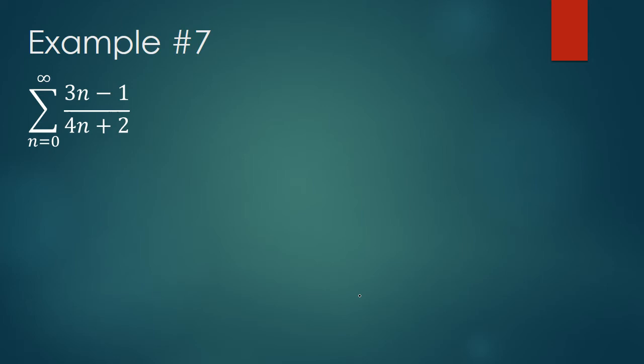Okay, let's look at the next one. Now this one, I can't use geometric series anymore. I can't fall back on that because that's not a geometric series. That looks like a ratio to me. So I'm going to look at my limit as n goes to infinity of 3n minus 1 over 4n plus 2. And now remember, for the limit as n goes to infinity, we're looking for horizontal asymptotes. If the exponents are the same, we're going to look at the coefficients. So the coefficients here are going to be 3 over 4.